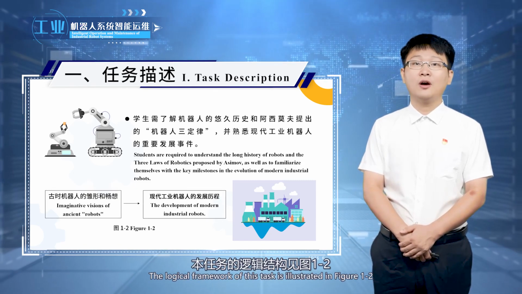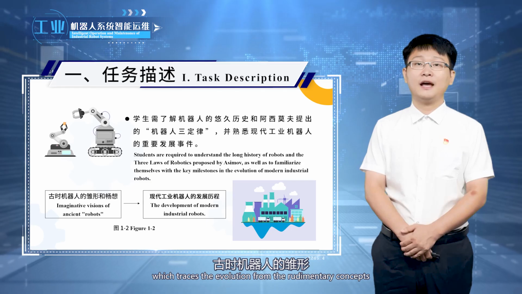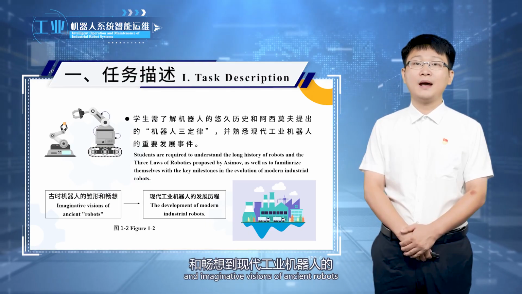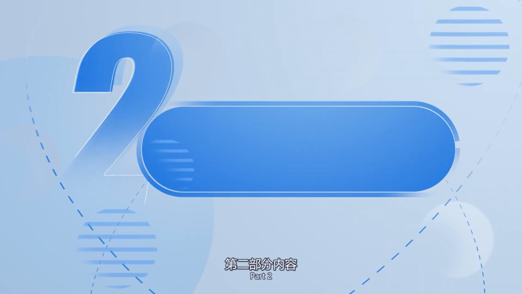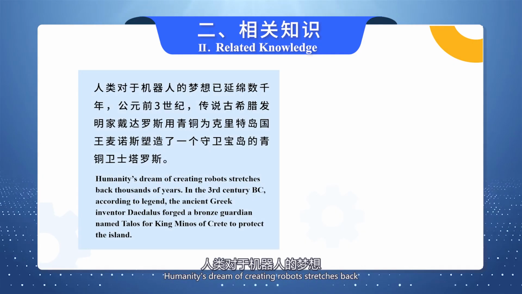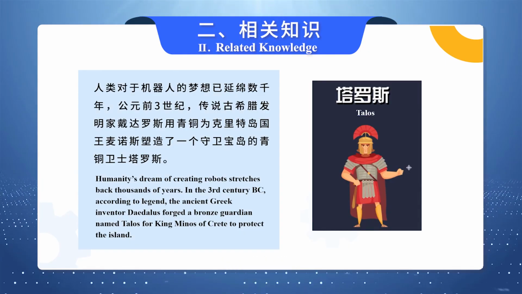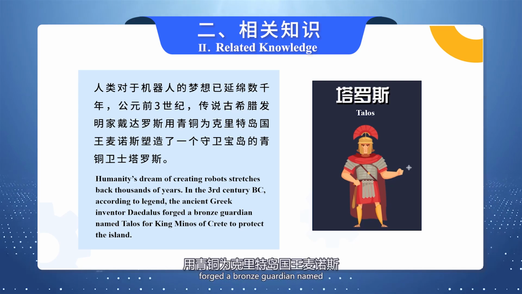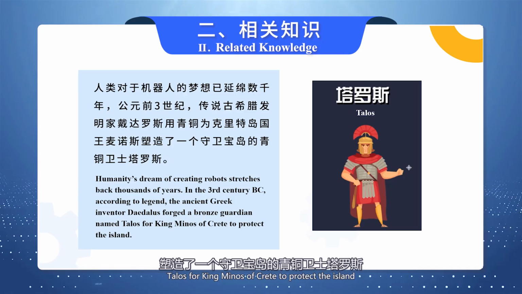The logical framework of this task is illustrated in Figure 1-2, which traces the evolution from the rudimentary concepts and imaginative visions of ancient robots to the development of modern industrial robots. Part 2. Knowledge Learning. Humanity's dream of creating robots stretches back thousands of years. In the 3rd century BC, according to legend, the ancient Greek inventor Daedalus forged a bronze guardian named Talos for King Minos of Crete to protect the island.